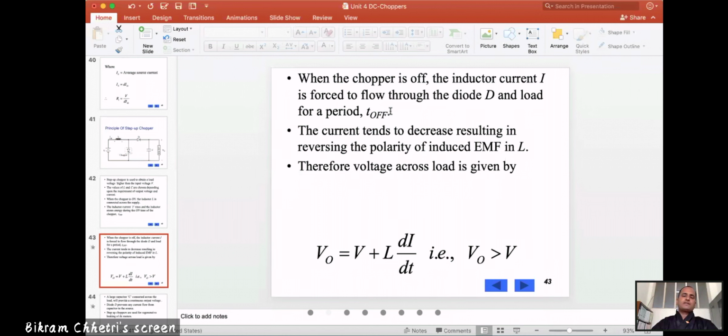Therefore, the voltage across the load is given by V naught, the output voltage, equals V plus L di by dt. This is quite common; you might have seen similar equations in other places also. So the output voltage is greater than the input voltage. We are talking about the step up chopper, which means the boost converter.